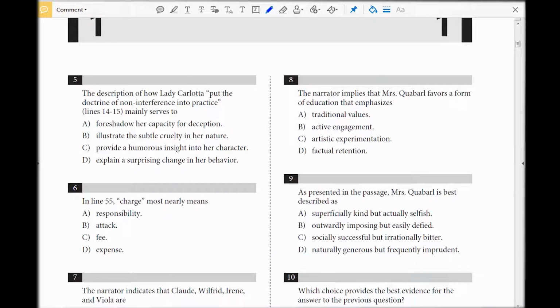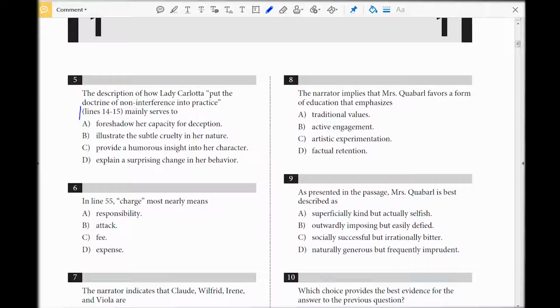Question 5 on SAT homework test number 3 says, the description of how Lady Carlotta put the doctrine of non-interference into practice mainly serves to... So this question is referencing lines 14 through 15, so obviously we're going to go check those out.